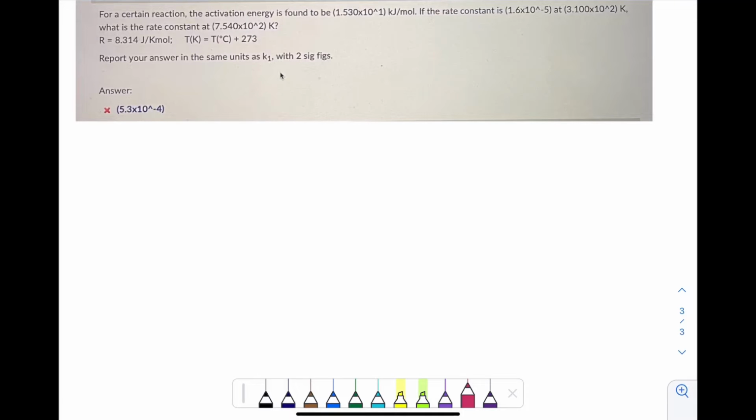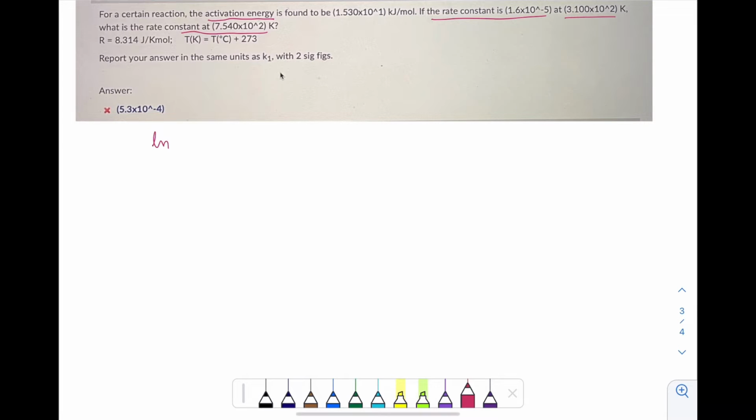All right, here's another problem from the kinetics module, and this involves the activation energy given a rate constant at a specific temperature and wanting to know the rate constant at a second temperature. So the equation that involves the activation energy, you've got to be a little careful writing it out.